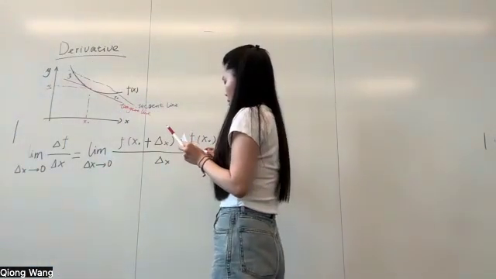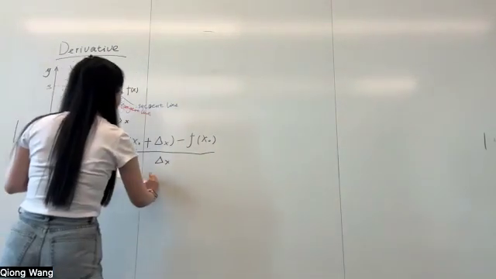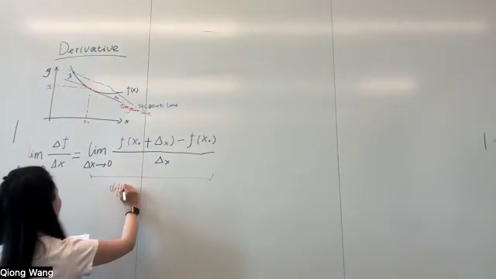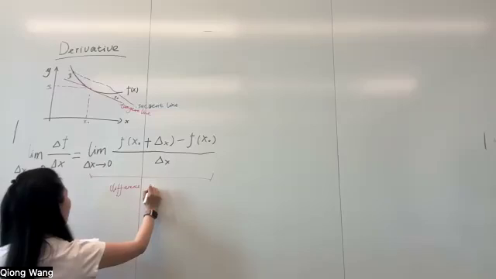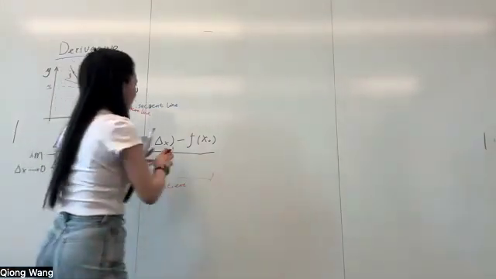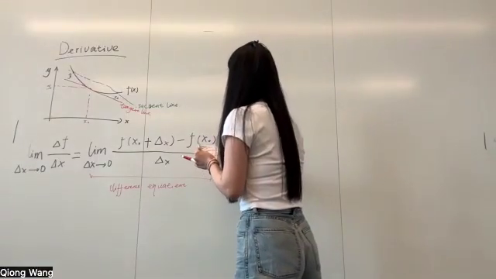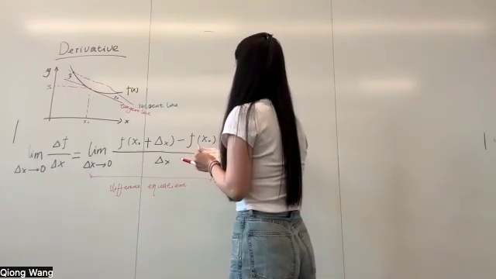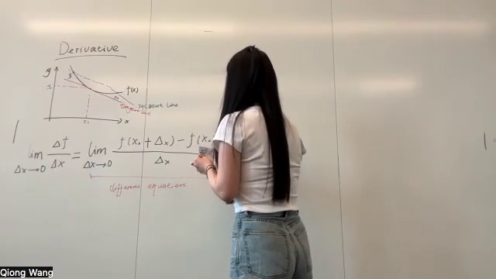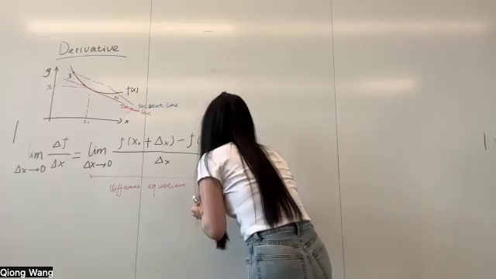And this is a difference equation, and we will say this is the derivative of f at x0, f prime of x0.